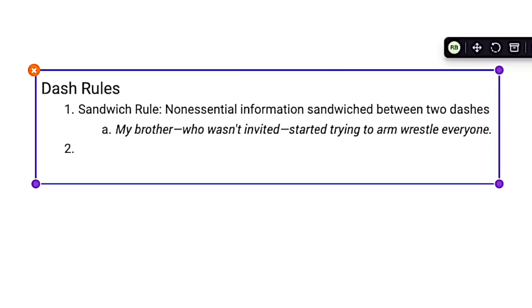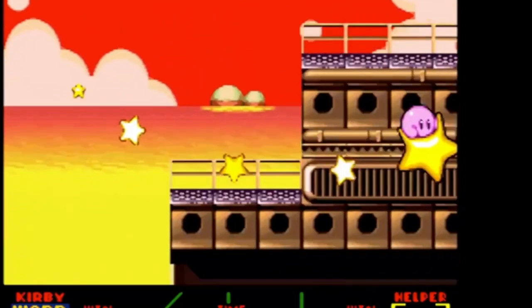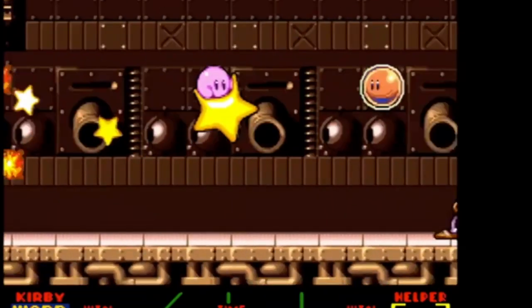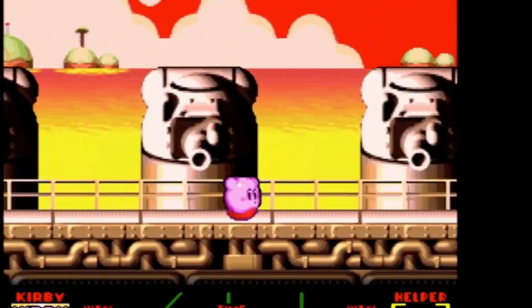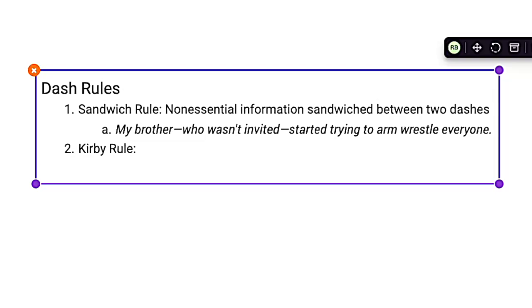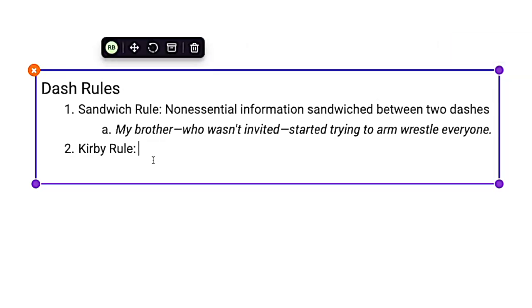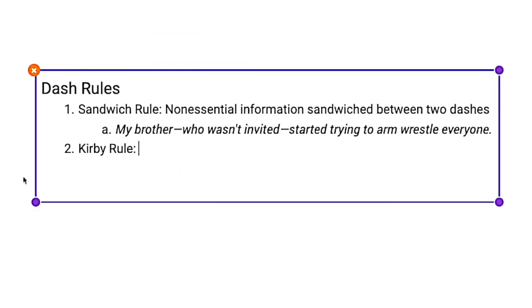All right, rule number 2 is what I like to call the Kirby Rule. Now, if you're not familiar with Kirby, Kirby is a Nintendo character that can suck up powers. Basically, it's this little pink monster and it sucks up enemies and it steals their powers. And just like Kirby, dashes suck up the power of other punctuation marks. So the Kirby Rule is when a dash is used to replace another punctuation mark.